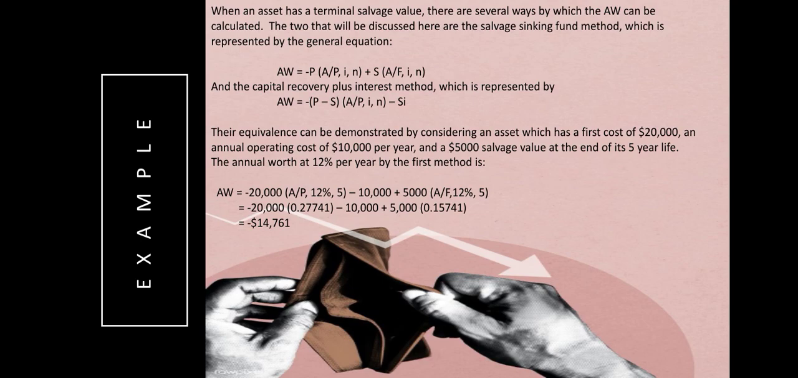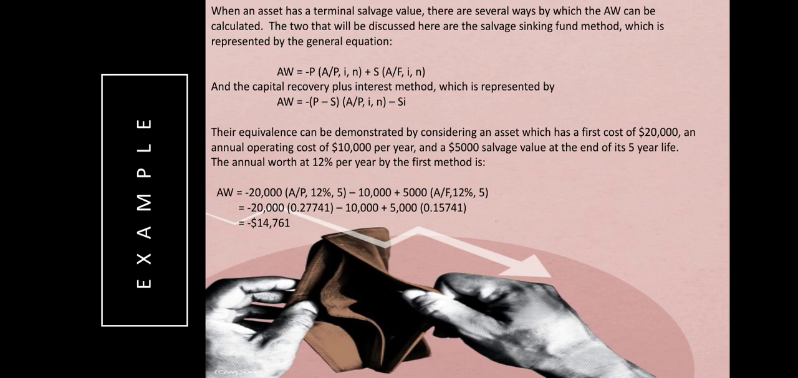Or, for the capital recovery plus interest method, which is represented by annual worth equal to minus the quantity P minus S, times A given P, interest and year, minus our salvage value times the interest. Their equivalence can be demonstrated by considering an asset which has a first cost of $20,000, an annual operating cost of $10,000 per year, and a $5,000 salvage value at the end of its 5-year life.